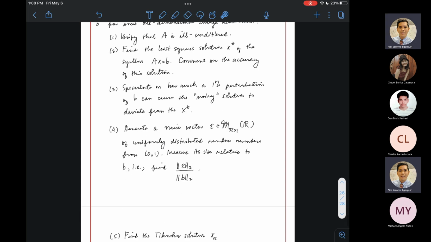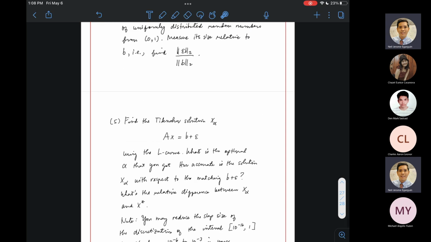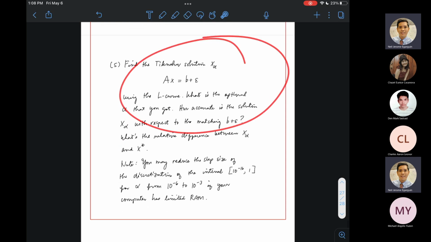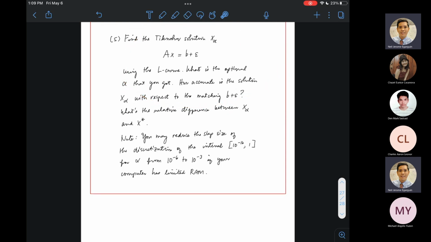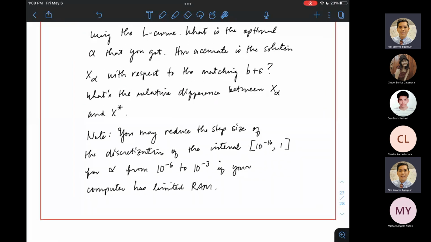Tapos sa number 4, magge-generate tayo ng noise vector. I-add natin to dun sa right-hand side. So sinabi ko rito, bahala na kayo na mag-construct ng generated noise na i-add dun sa right-hand side. Tapos kunin nyo yung Tikhonov solution. Kaya lang medyo malaki to, 32 by 32. So pwede kayong magkaroon ng alpha interval from 10 to the minus 16 papunta kay 1.